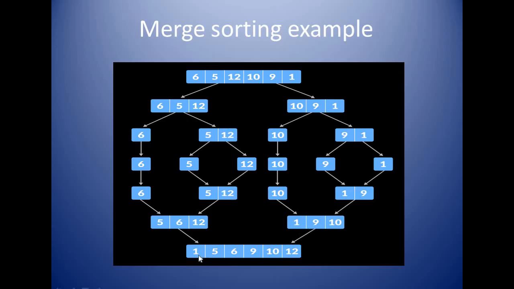First, 1 is the smallest element. The next smallest element is 5, then 6, 9, 10 and 12. So this is merge sorting. It works under modular programming. We divide the elements into separate parts and finally merge them in ascending order. That is merge sorting. It is a very important and easy technique.